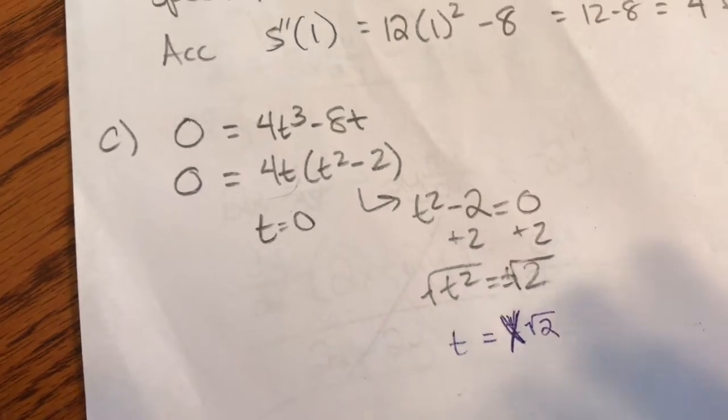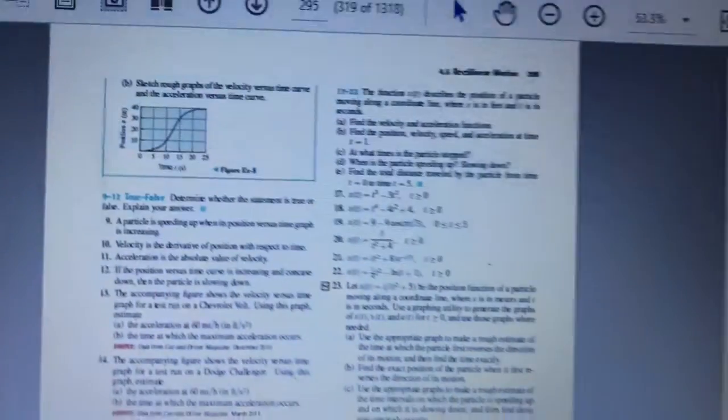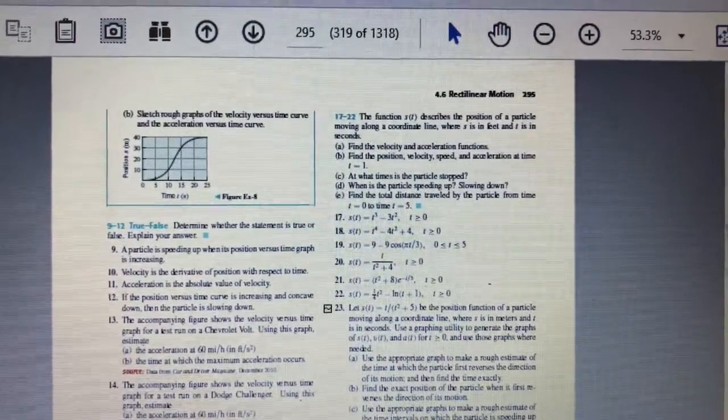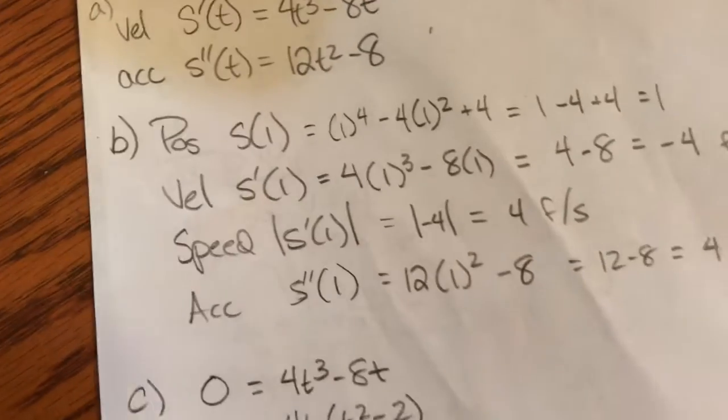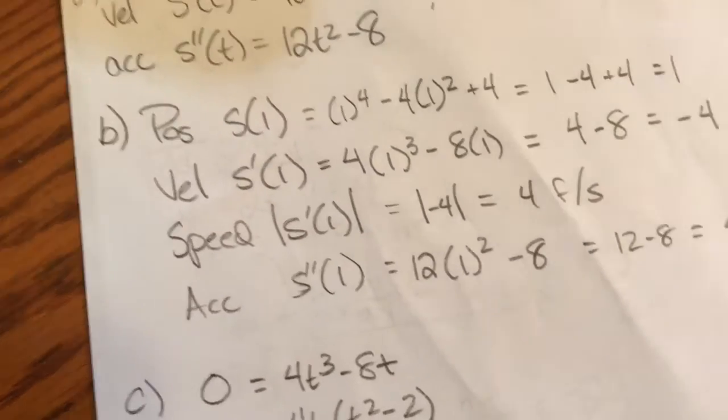That's it. So, oh, no. I'm trying to find out where it's speeding up and slowing down, right? No, it's just asking where it stopped. So, yeah, it stopped at 0 seconds and the square root of 2 seconds.